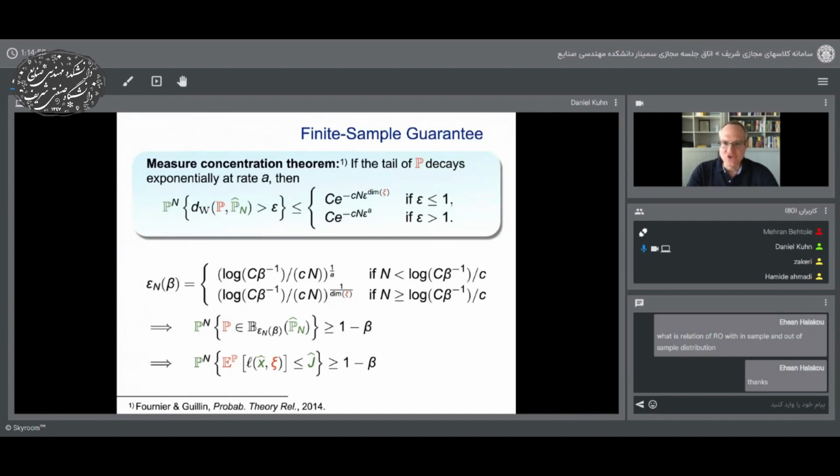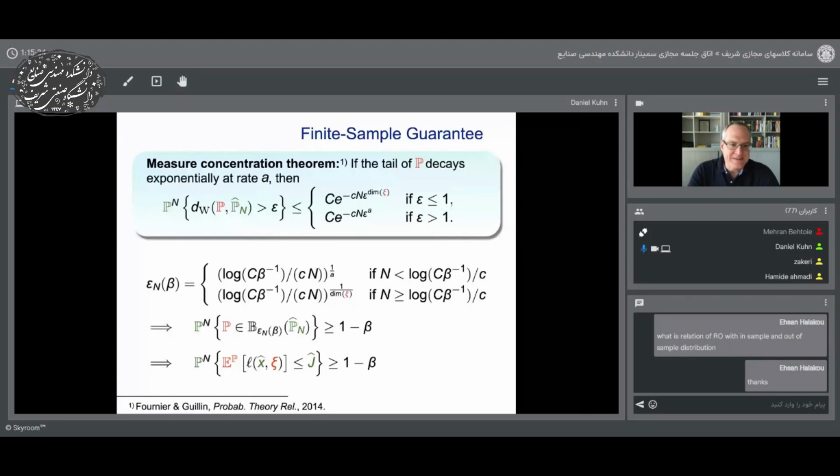So let me first explain why we have a finite sample guarantee. This is a consequence of a measure concentration theorem, which has been proved by Fournier and Guillin. These are two mathematicians, and that's a math paper. What these two gentlemen proved is that the Wasserstein distance between the unknown true distribution P and the empirical distribution P hat n on the n training samples converges to zero exponentially fast as the number of training samples tends to infinity. More formally, you see the statement here.